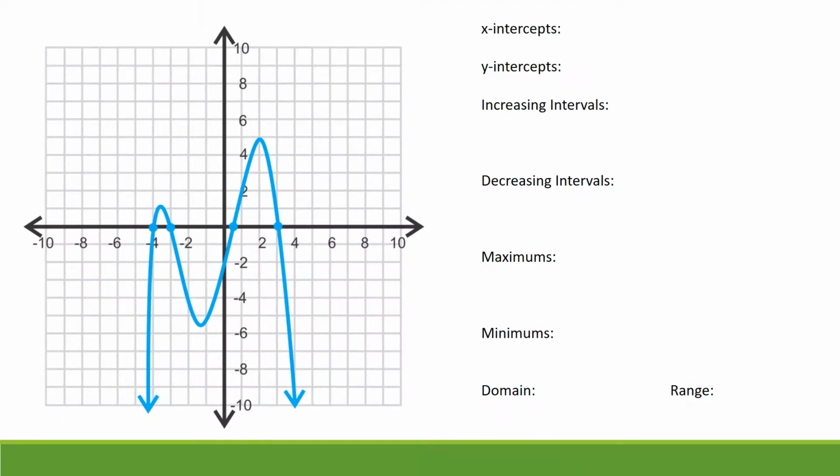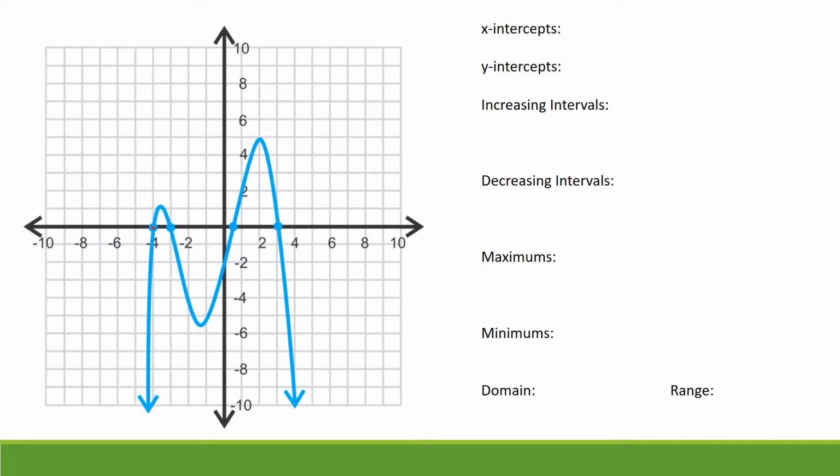We have two examples that we're going to do inside of our notes. On both of them, we're going to find all of those key features that we talked about in our foldable. So the first thing we're going to find from this graph is the x-intercepts, or the points where the graph is crossing the x-axis.